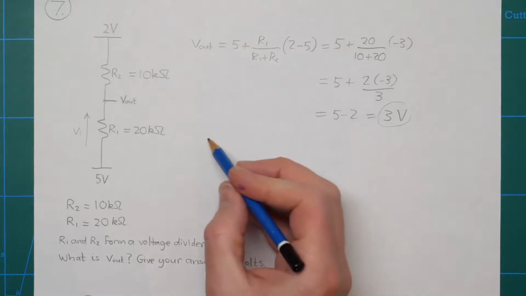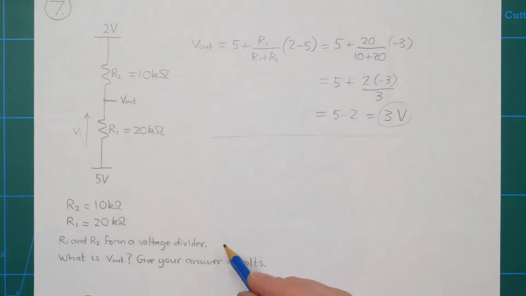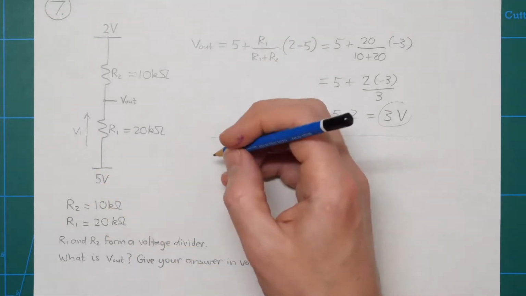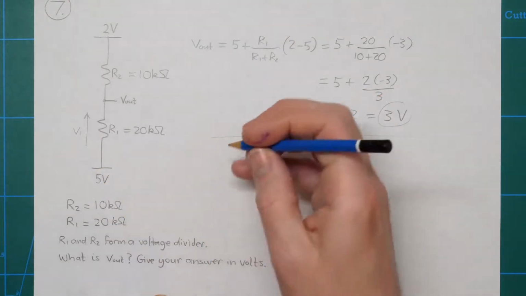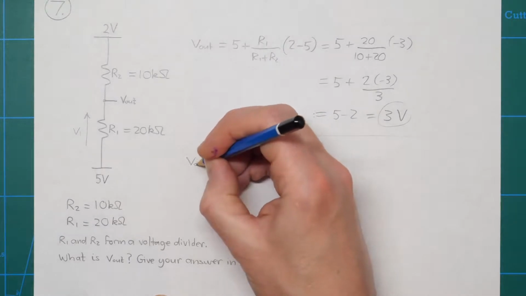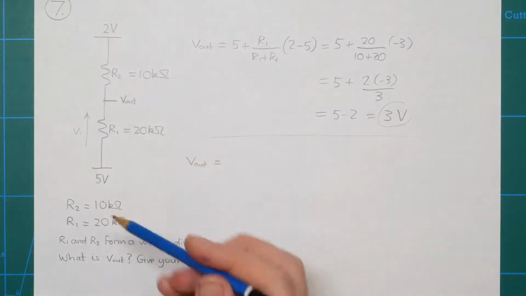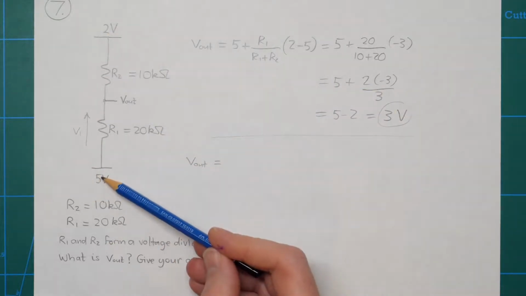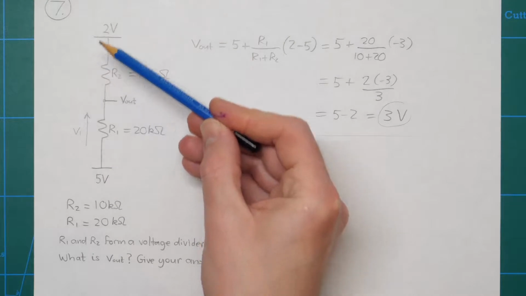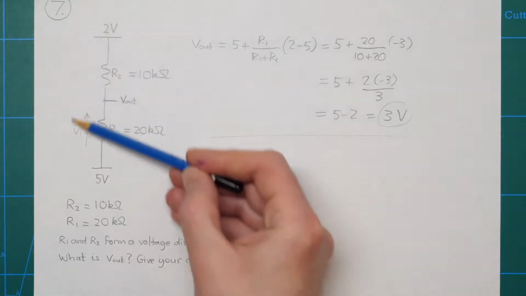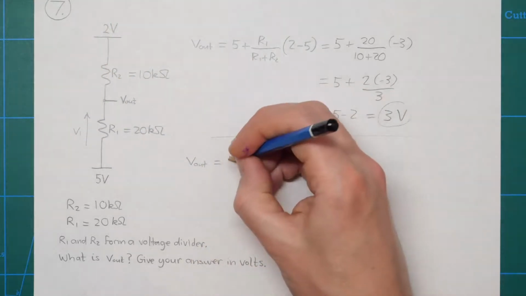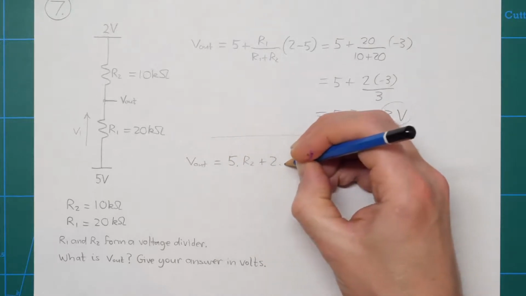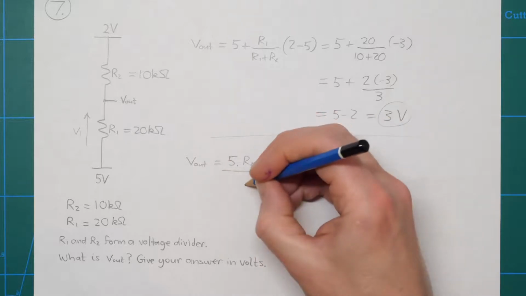Now that's one way of doing it. You can also apply a formula here, and this will work even if one of the nodes is grounded, but it's just a different way of calculating the same thing. You can say that Vout is going to be equal to a weighted average of these two voltages here. So it's going to be 5 times this resistance plus 2 times this resistance divided by the total resistance. So 5 times R2 plus 2 times R1 all over R1 plus R2.